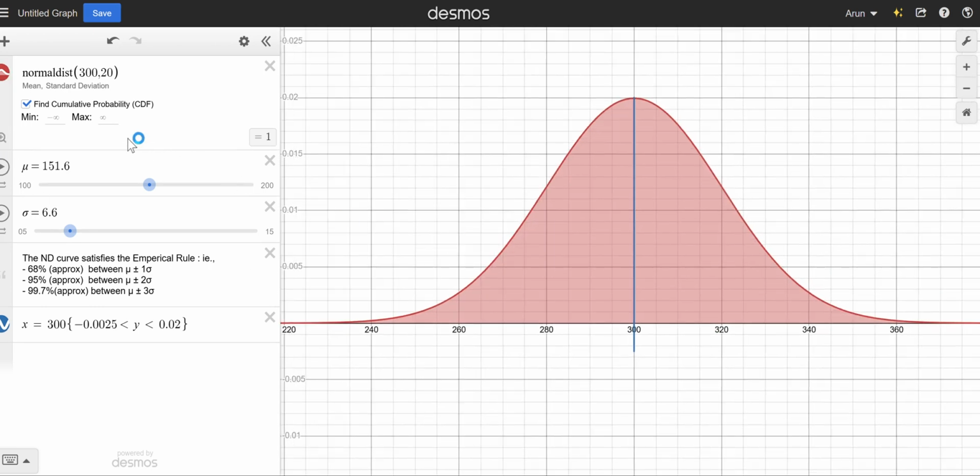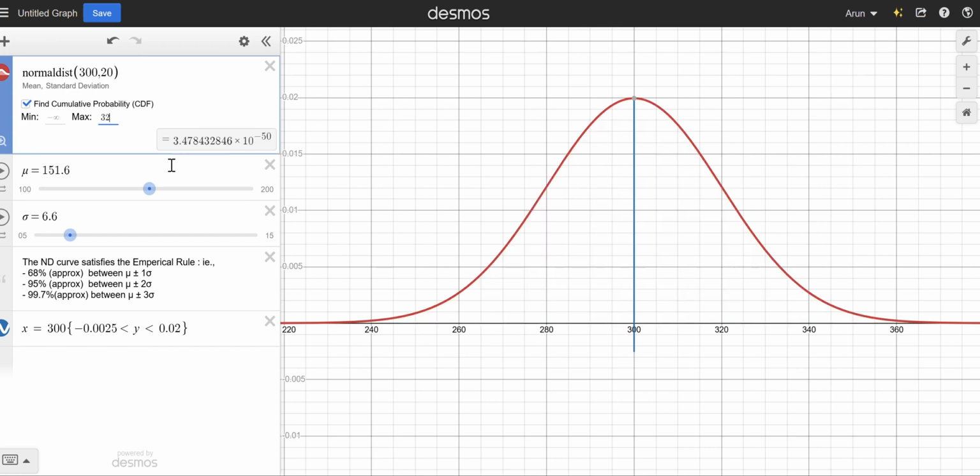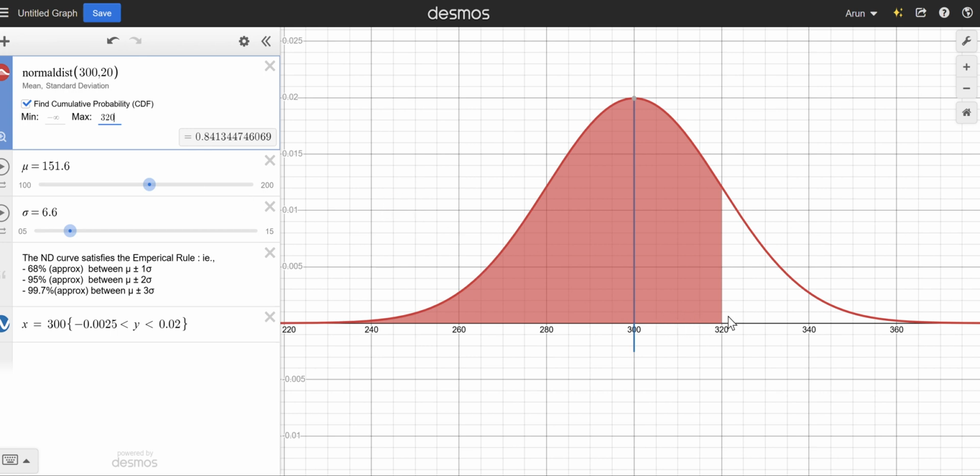Now if I change the maximum value to mu plus one standard deviation, which is 20, that is 300 plus 20, I end up at 320. And 300 minus 20 is 280. Within this extent you can read off the total area. Actually, it shows you the probability, which is proportional to area. You know that 68.26% is the area within plus or minus one standard deviation.